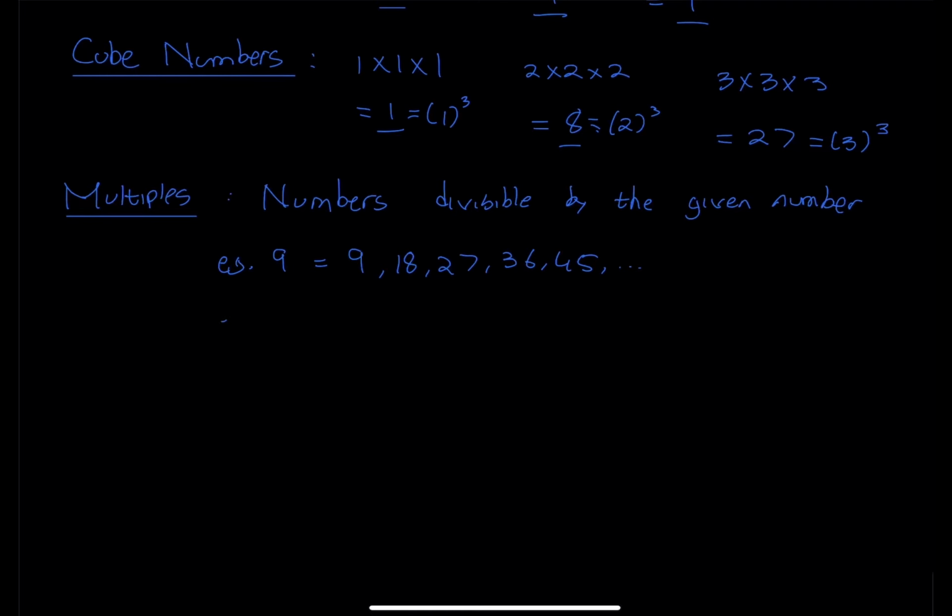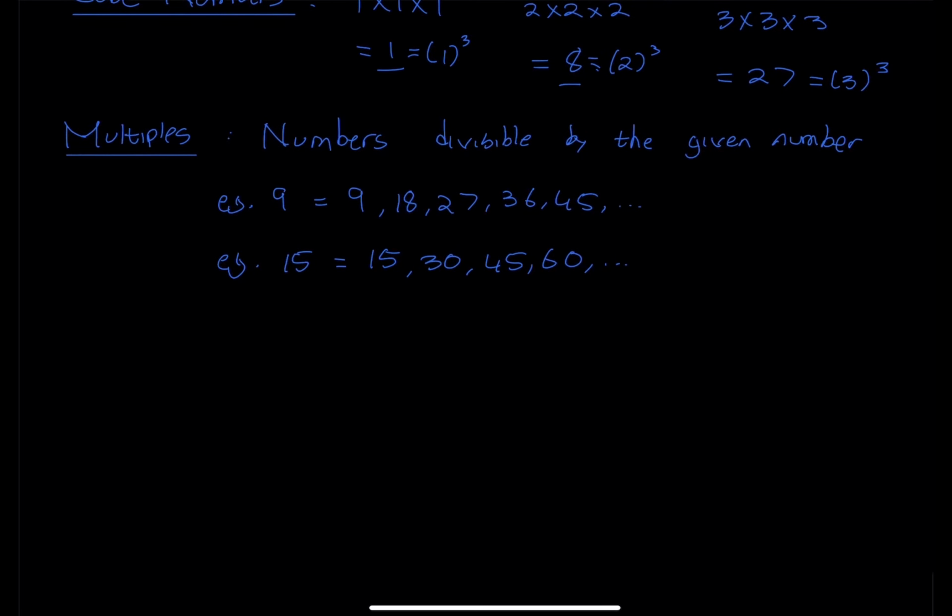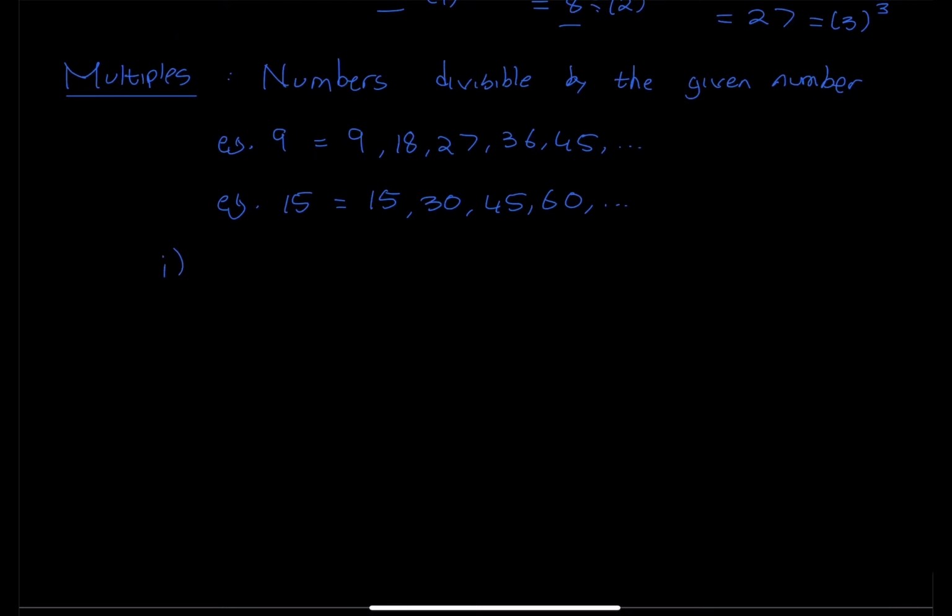Let's look at another example. Let's say the number 15. The multiples of 15 would be 15, 30, 45, 60, and so on. Within multiples you get something called the lowest common multiple. Let's look at an example so that I can explain this more easily.